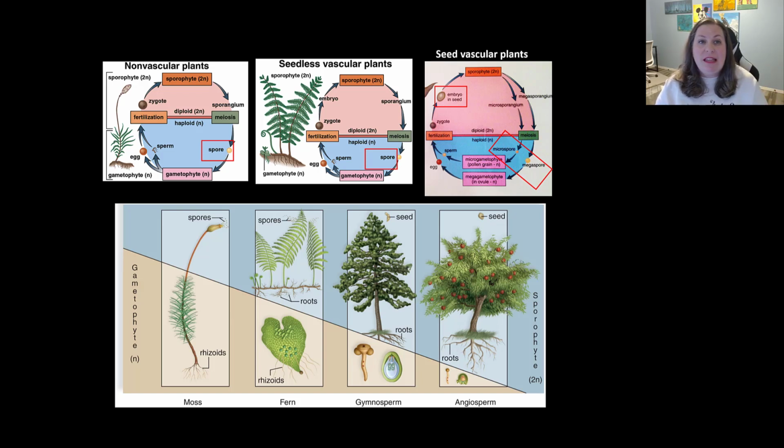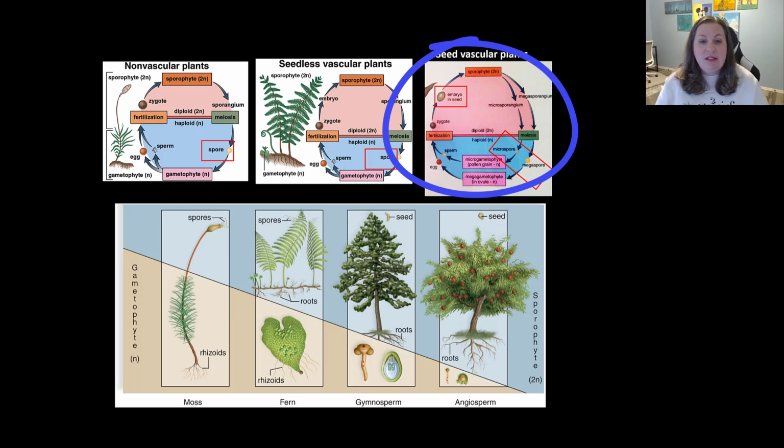Okay, we then see the seedless vascular plants. There's a shift where we go down where the gametophyte is more reduced, it's smaller, and the part of the plant that you are seeing is going to be the sporophyte part. And then, of course, seed vascular plants are also going to have sporophytes as their dominant generation, whereas the gametophyte is the smaller, reduced generation.